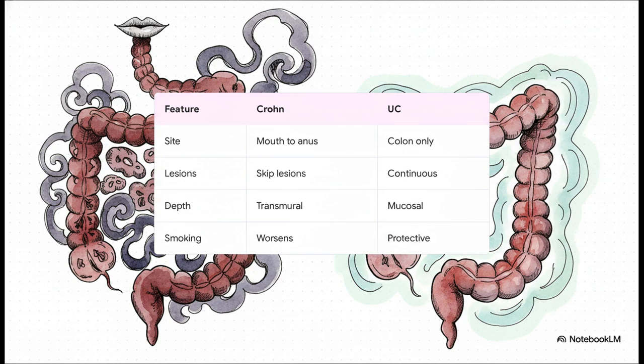And then there's the great paradox. Smoking severely worsens Crohn's disease, but is actually, weirdly enough, protective in ulcerative colitis. No way around it, you just gotta memorize that one.